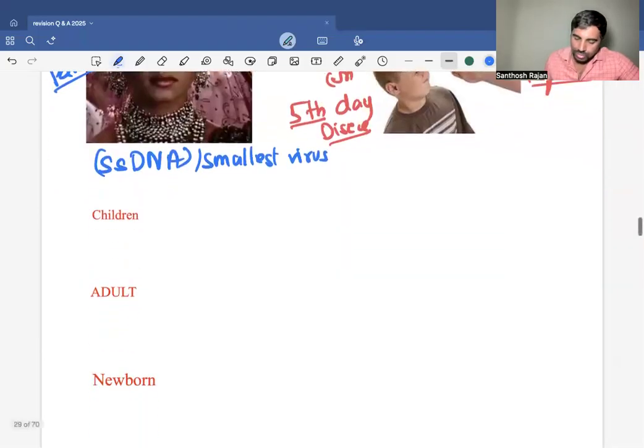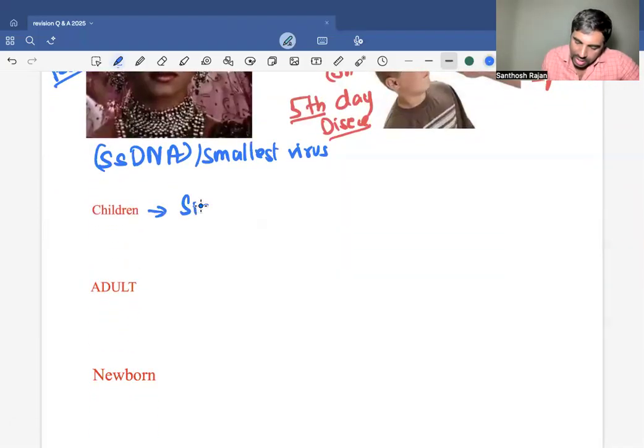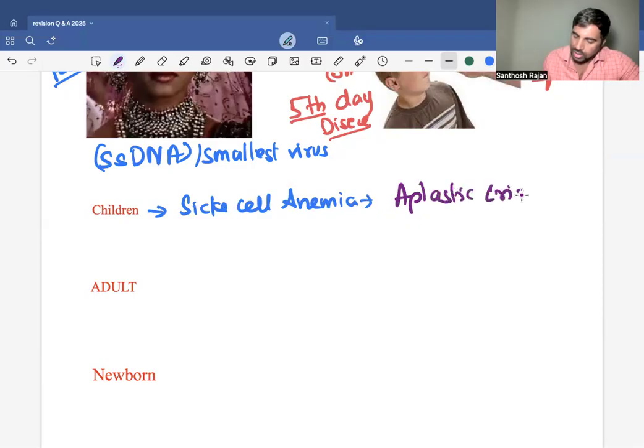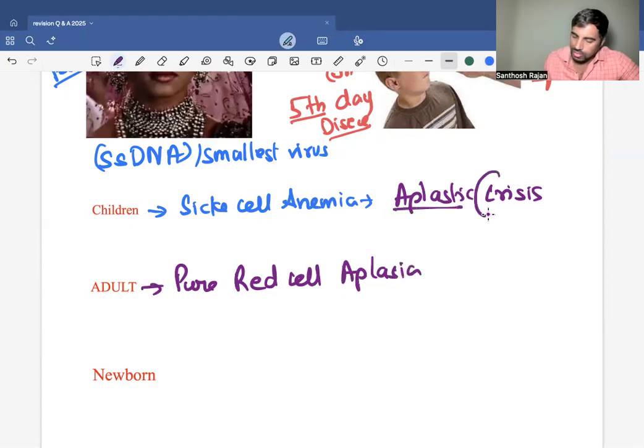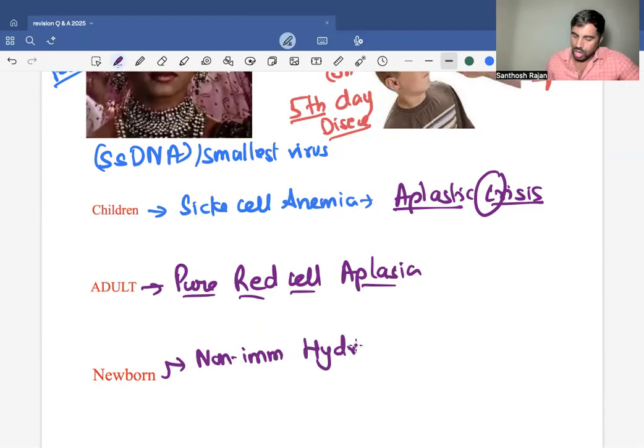In children especially, sickle cell anemia: children with sickle cell anemia, it causes aplastic crisis. But in adults, it causes pure red cell aplasia. C for children, crisis; adult, pure red cell aplasia. In newborns, it causes non-immune hydrops fetalis.